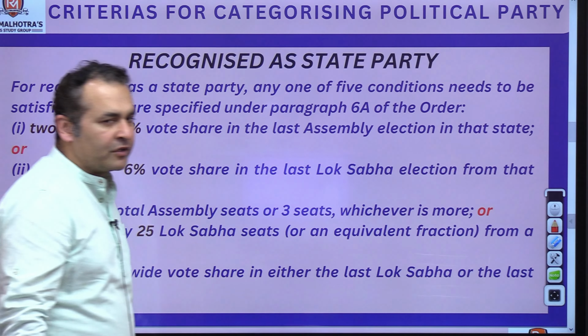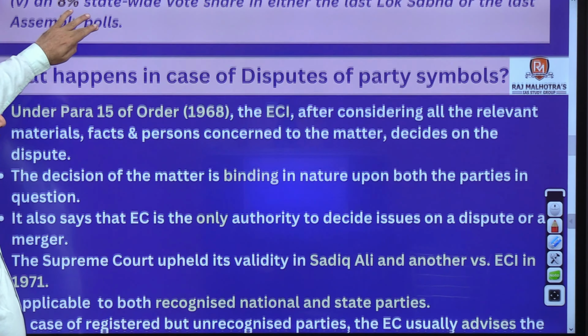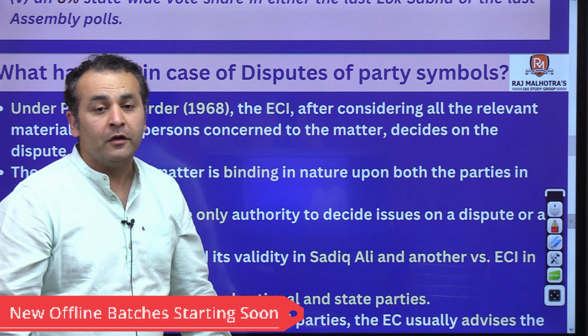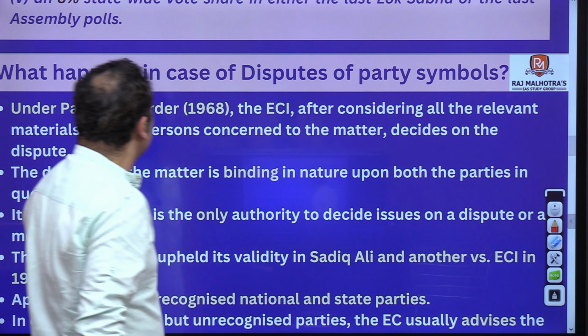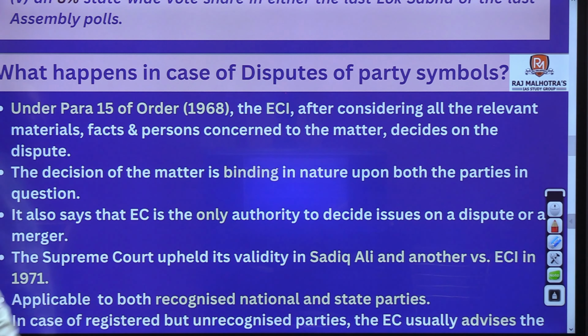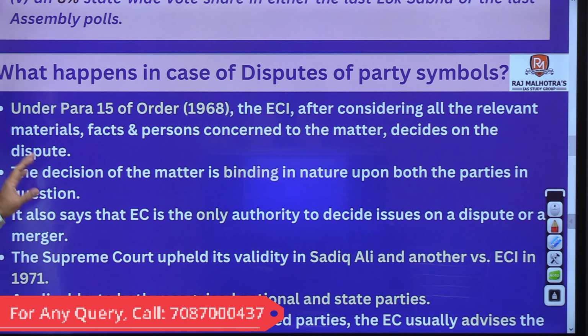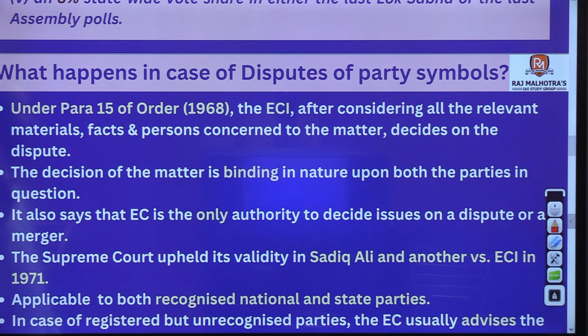Now when we know about the recognition of parties as national or state parties, the question comes: what happens in case of disputes of party symbol? Who has been authorized? What are the yardsticks here? So under para 15 of the Order of 1968, to which we have already referred, the Election Commission of India, after considering all the relevant material, facts and persons concerned to the matter, decides on the dispute.